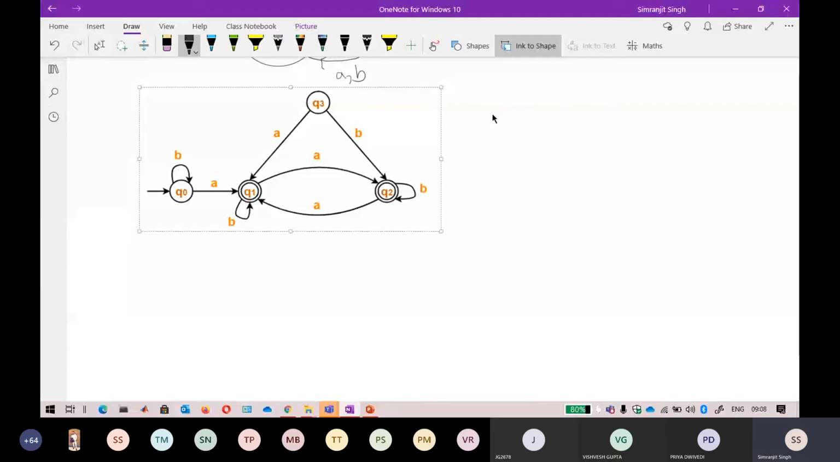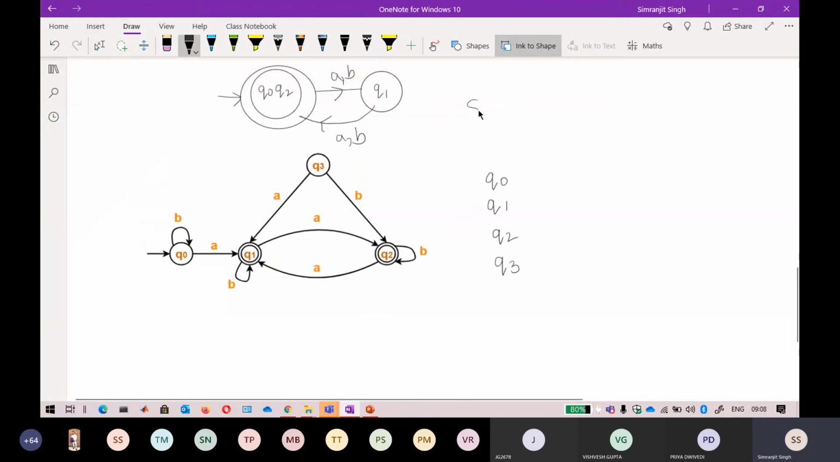So again, go for the transition table here, Q0, Q1, Q2, and Q3. The first step, step one, is to check that all states are reachable from the initial state. I will tell you what it means.